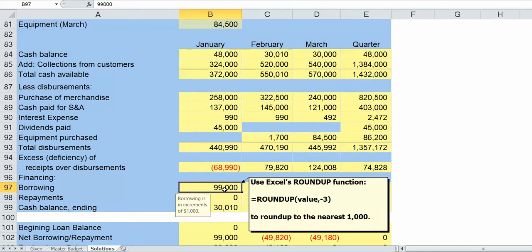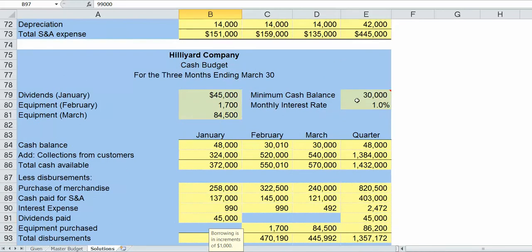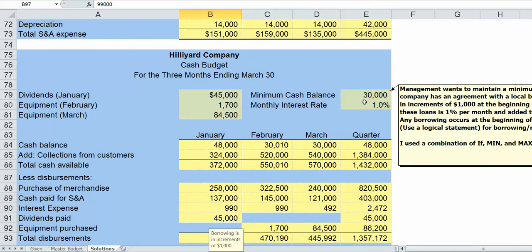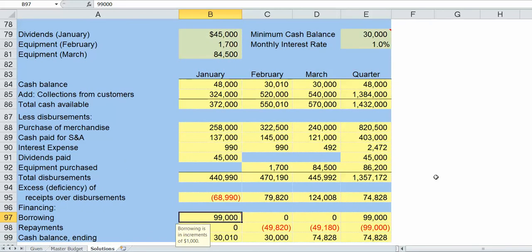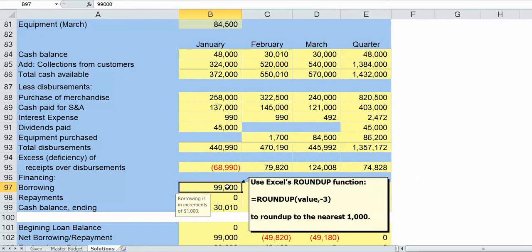Down on our cash budget, I've used an if statement to decide whether or not we need to borrow money. If our excess receipts over disbursements is less than our, and again, link it to our minimum balance cell, we're going to want to borrow money. And we can borrow in increments of 1,000, so we're going to need to use Excel's round up function to make sure we round to the nearest $1,000.